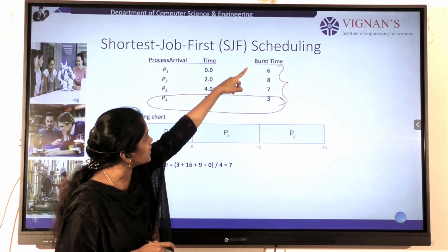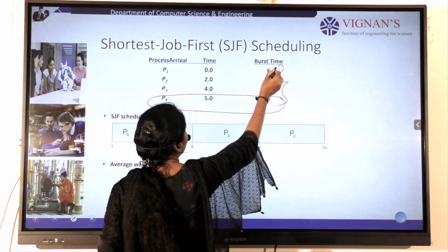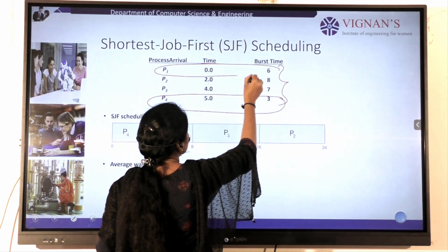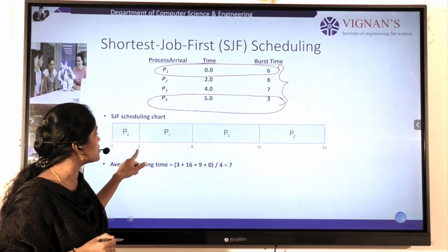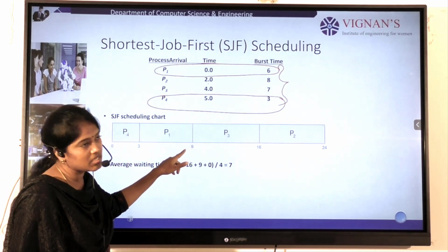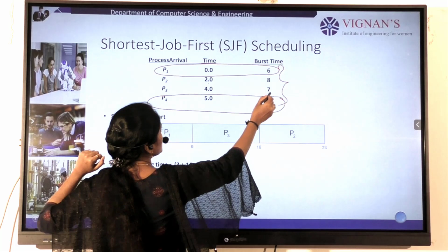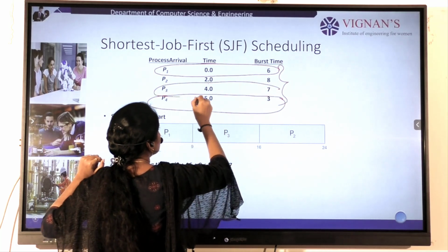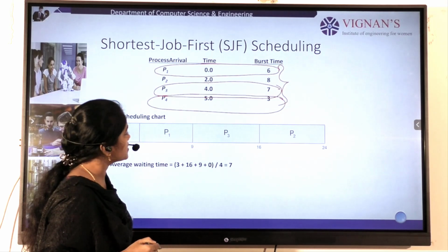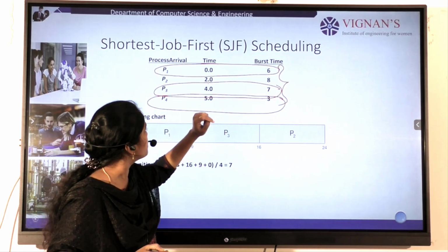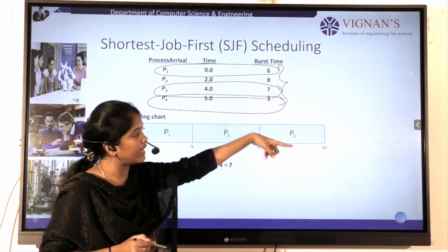Next shortest job is process P1, and its burst time is 6 milliseconds. So next, process P1 will enter into execution and it will be executed for 6 milliseconds. Next shortest process is process P3 and its burst time is 7 milliseconds. It will be executed for 7 milliseconds. Last process is process P2, and it will be executed for 8 milliseconds.